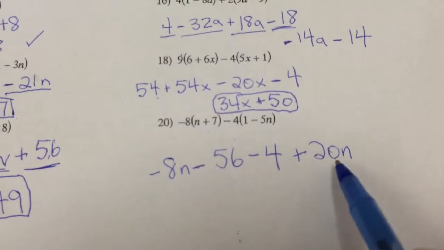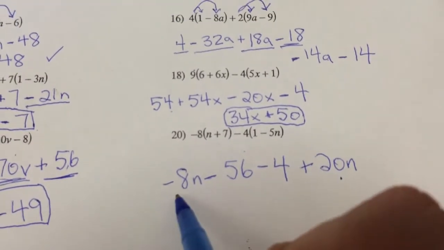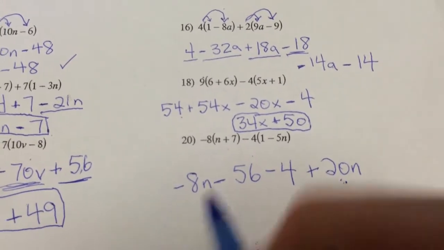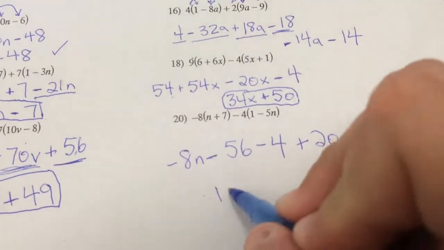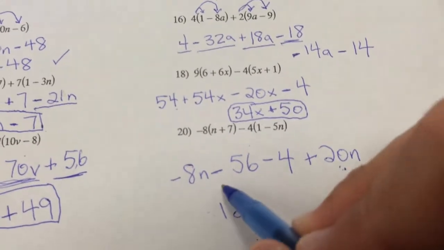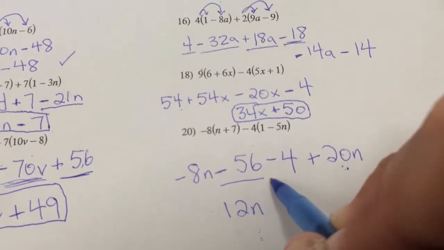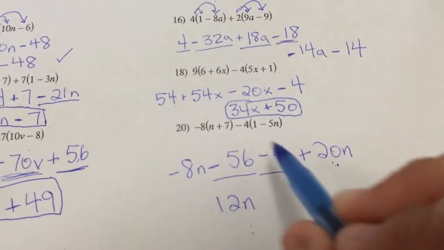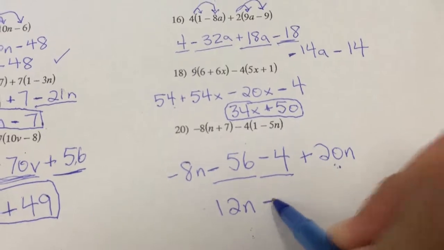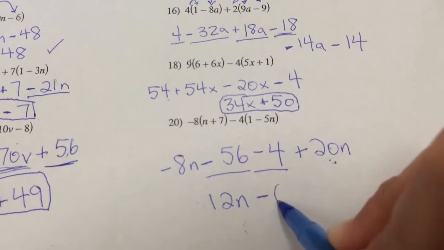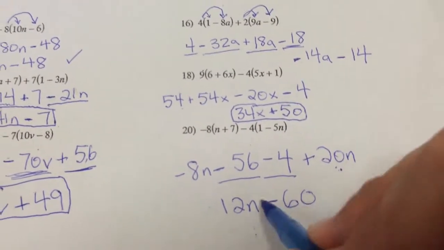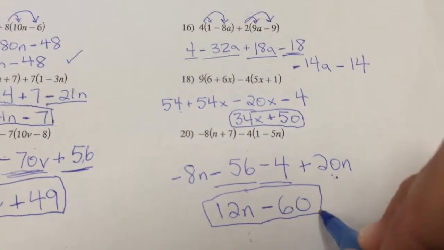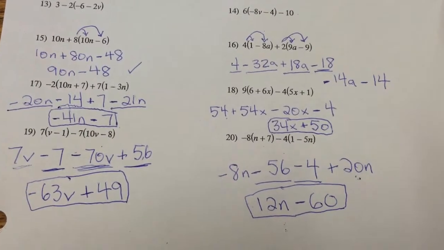Looking for like terms, we have 20n and a negative 8n. We just do some basic subtraction. 20n minus 8n, 12n. Then we have negative 56 and a negative 4. Those are two like signs. We're going to add these two numbers together but keep the negative, which means it will be minus 60. And here are our answers for numbers 15 through 20.